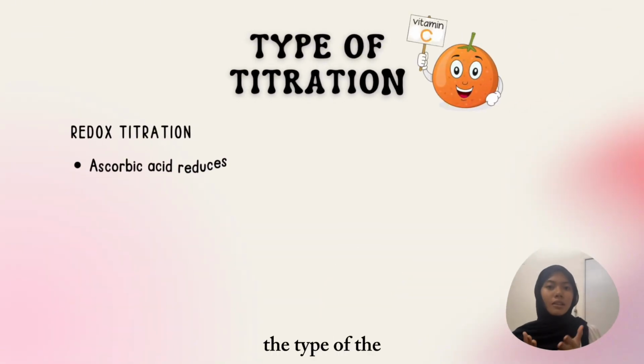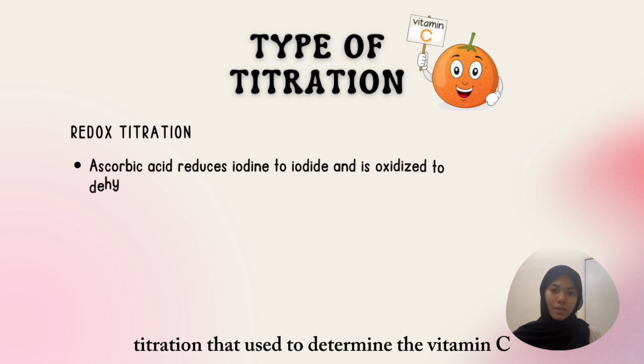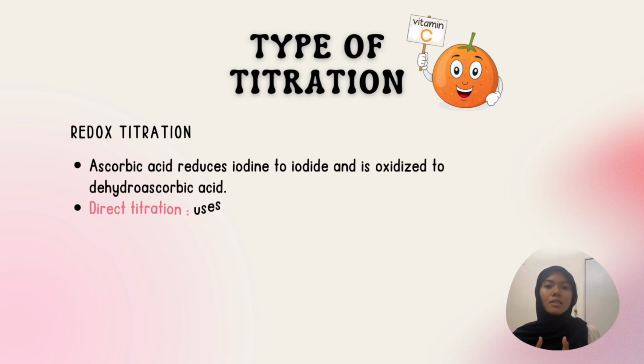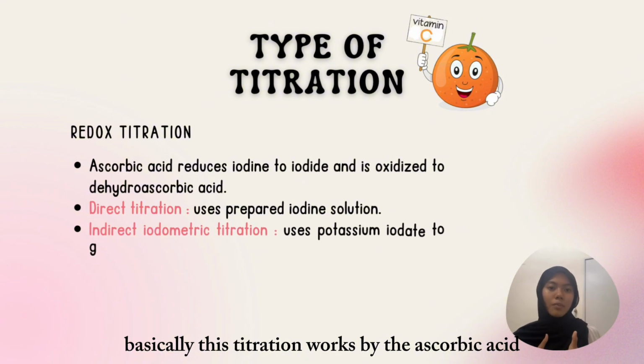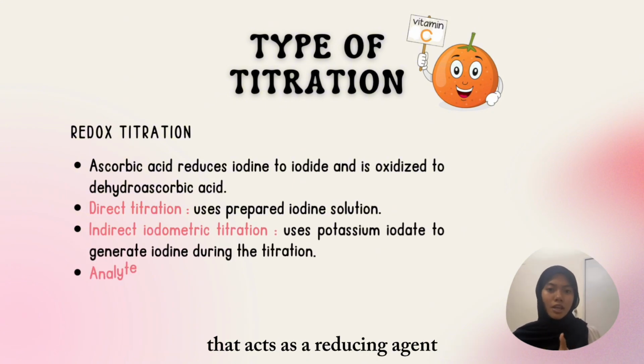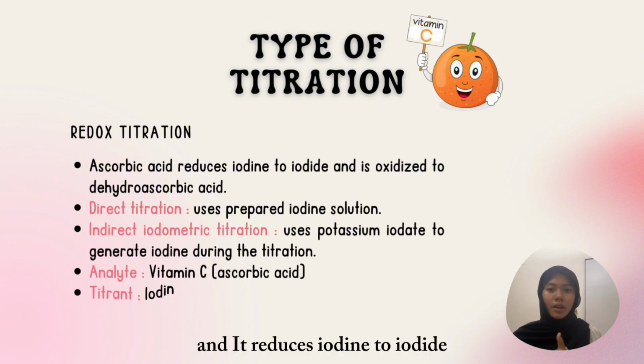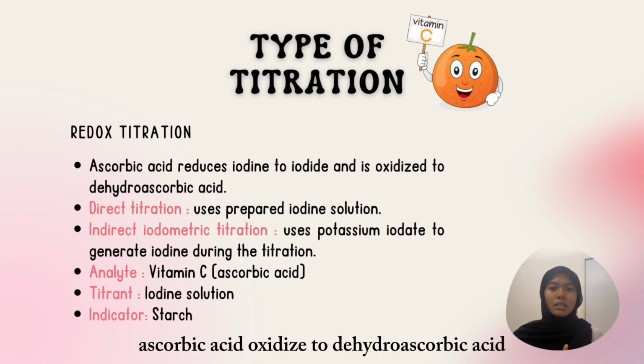Next, what is the type of titration that is used to determine vitamin C? So, the titration used is redox titration. Basically, this titration works by the ascorbic acid acting as a reducing agent, and it reduces iodine to iodide. At the same time, ascorbic acid oxidizes to dihydroascorbic acid.